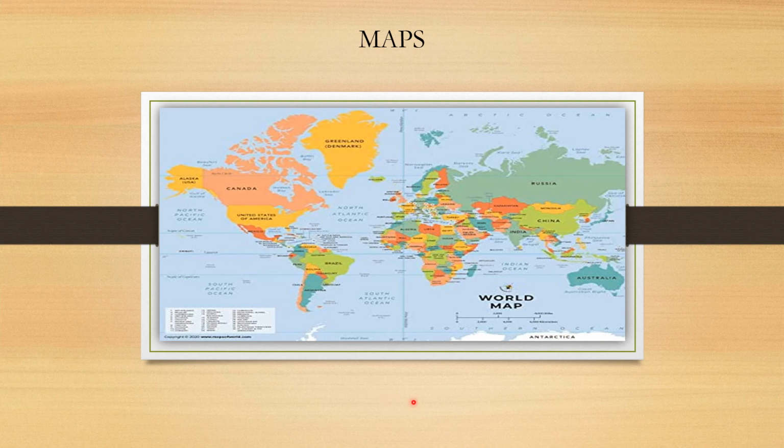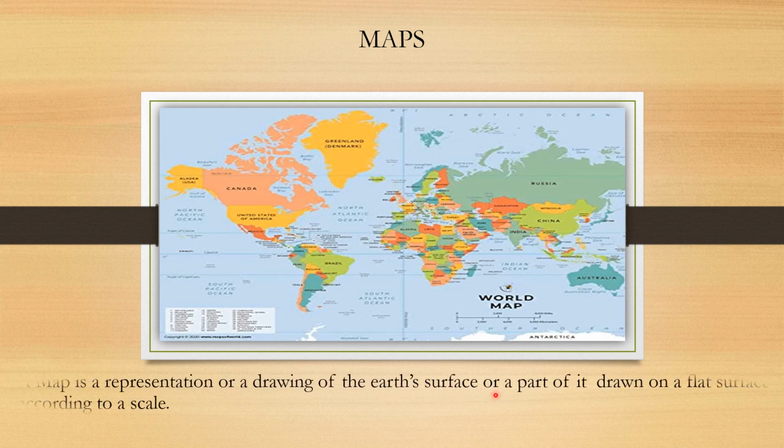Hello friends, now I'm going to start my new video which is on maps. So what is a map? A map is a presentation of a drawing of the earth's surface or a part of it drawn on a flat surface according to a scale.